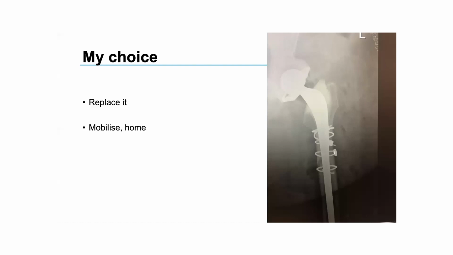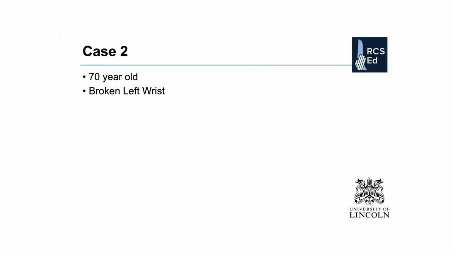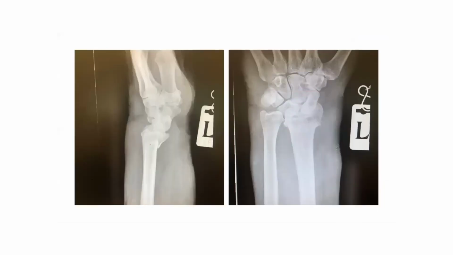I've got one more case for you. This is a slightly simpler case, and it is relatively simple things that we see as well. So we commonly see hip fractures, and we commonly see wrist fractures as well. This is a 70-year-old lady with a broken left wrist. Again, relatively simple history, relatively simple story. Here is our X-ray. So here's a broken wrist, and how are we going to manage this patient?